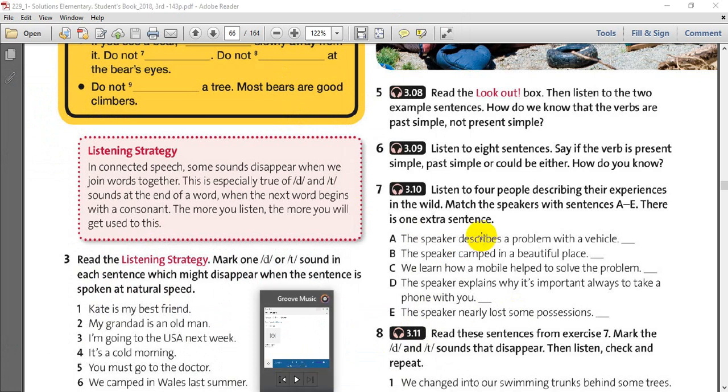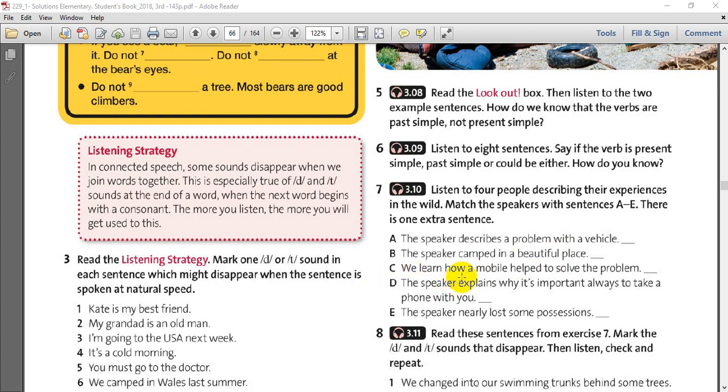Before that, let's read the sentences here. A. The speaker describes a problem with a vehicle. B. The speaker camped in a beautiful place.